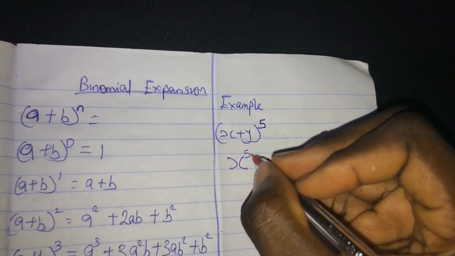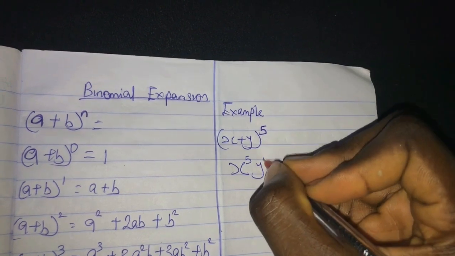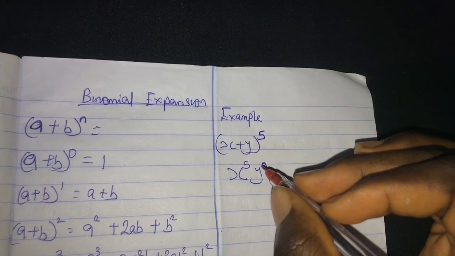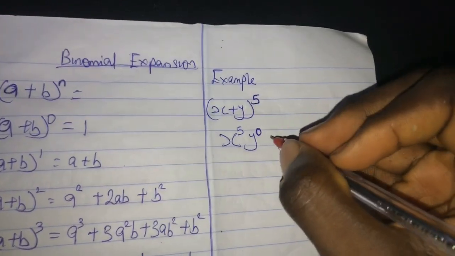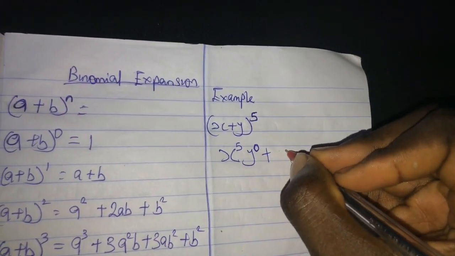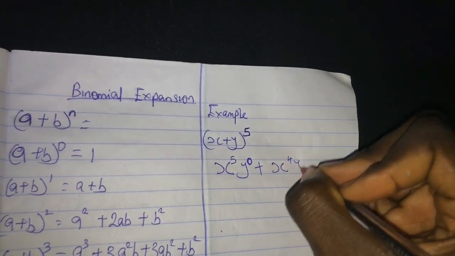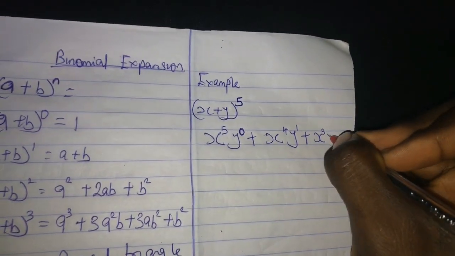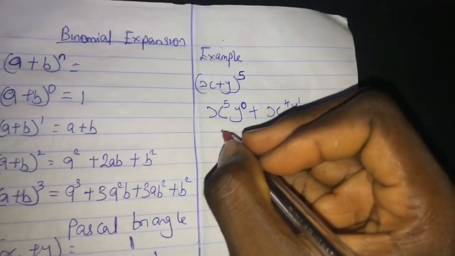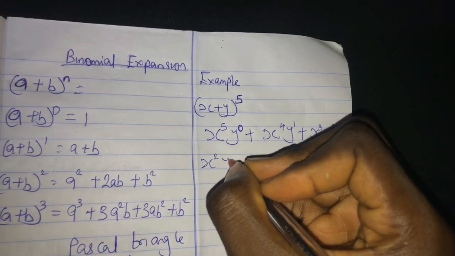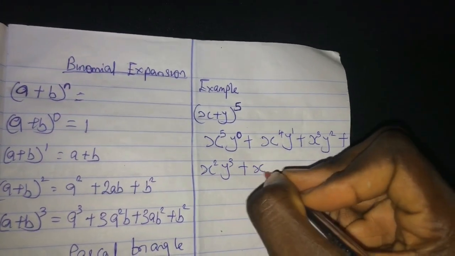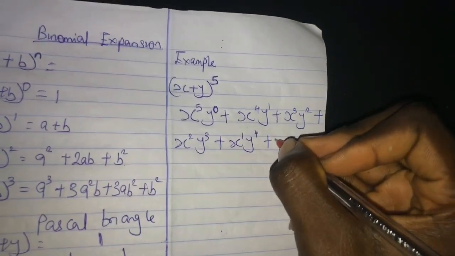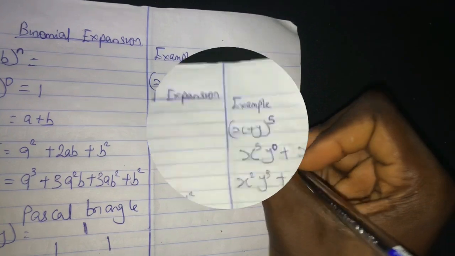The first thing to do is bring out your x to the power of 5, the positive power, then you put your y to the power of 0. The power of x keeps reducing while the power of y keeps increasing until it balances back. Then you put your plus sign: x^4 y^1 plus x^3 y^2 plus x^2 y^3 plus x y^4 plus x to the power of 0 y to the power of 5.